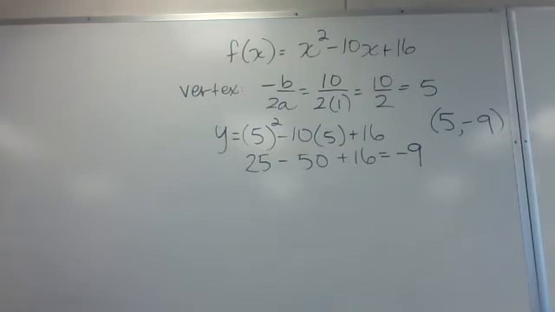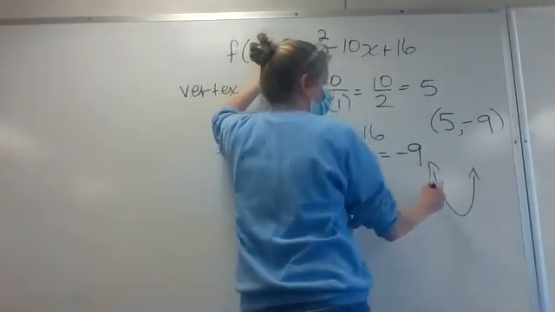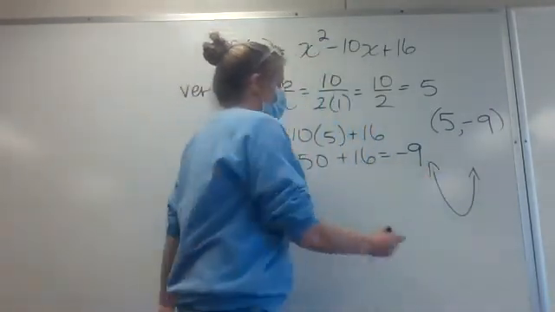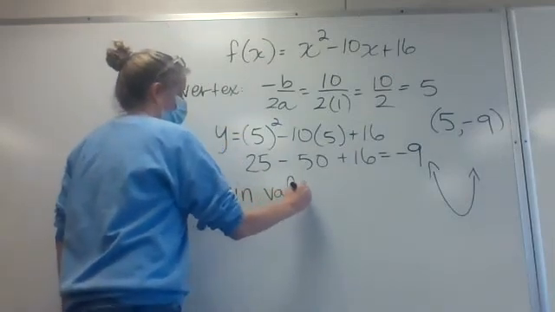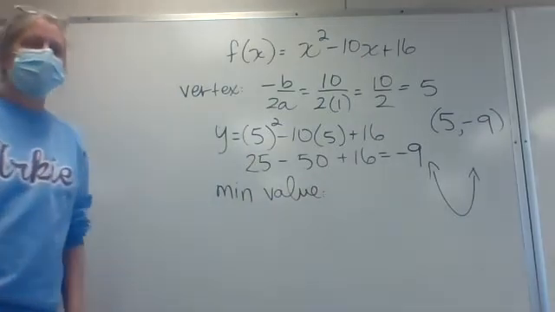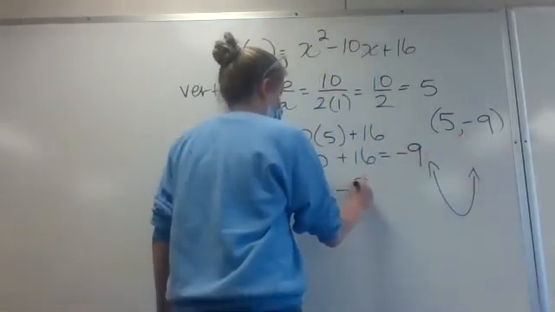Does this one have a maximum or a minimum? How's it going to open? Right, it's going to open like this since your x squared is positive. So it's going to have a minimum value. Value always means your y coordinate. So what is your minimum value? Negative 9.